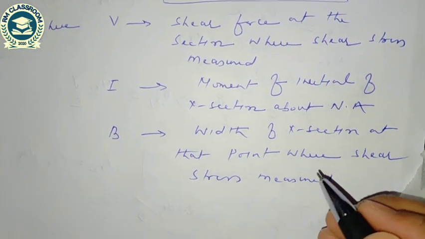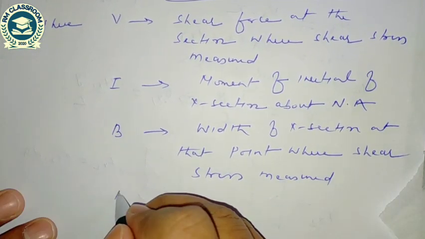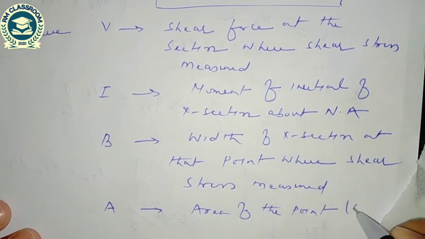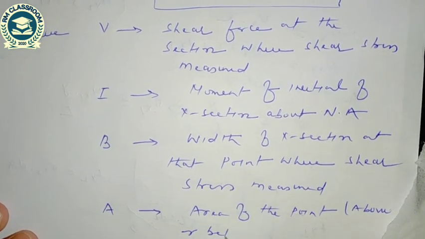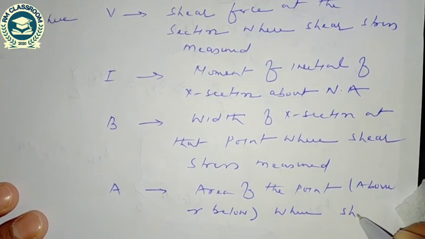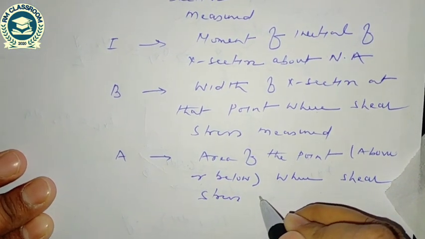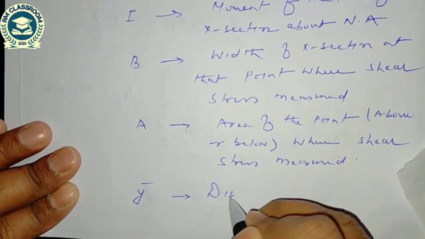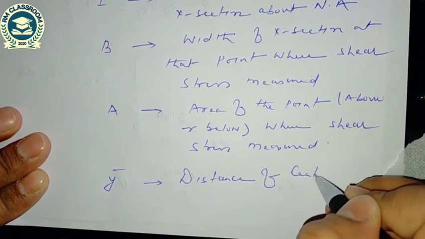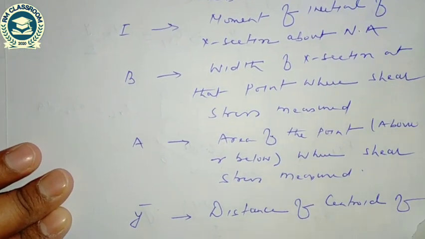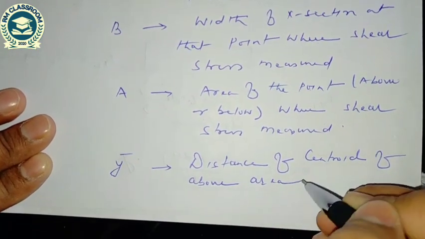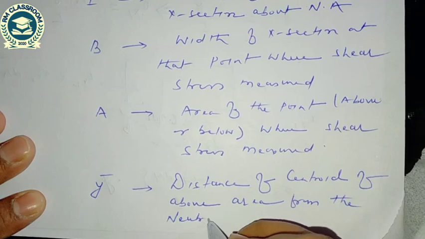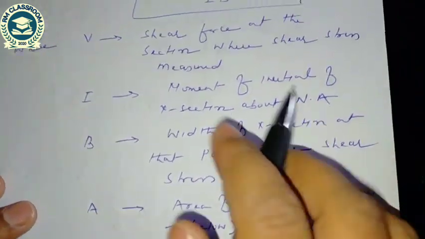And similarly, A is the area above or below the point where shear stress is measured, and y bar is the distance of the centroid of that area from the neutral axis. So this is the expression of shear stress.